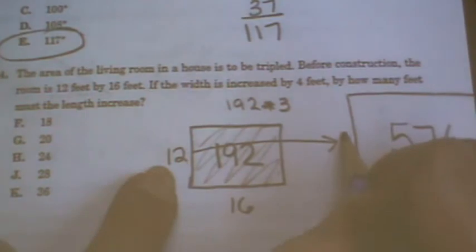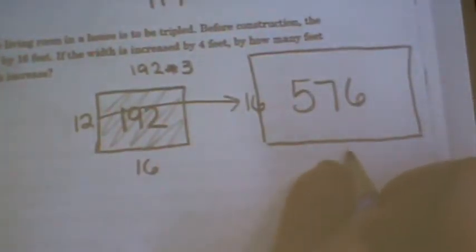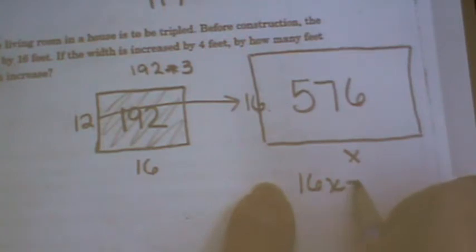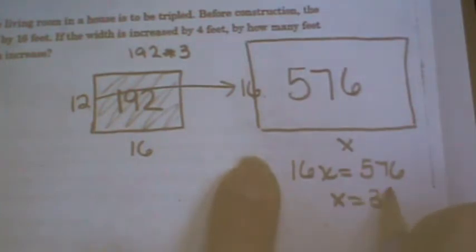And they tell you that the width is increased by 4 feet. So we went from 12, we're going to increase this by 4. This is now going to be 16. 12 plus 4 is 16. So what would this dimension have to be for this to make sense? So you do 16 times x. 36. It's 36. Yes, you divide by 576 by 16 and you get 36.